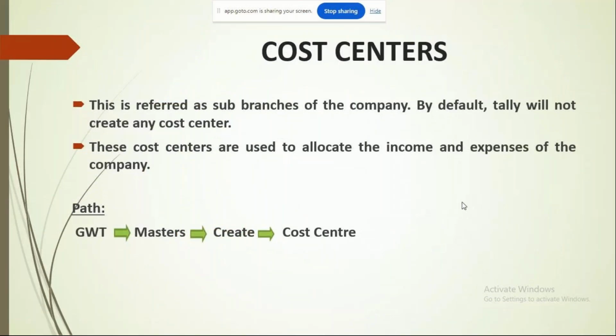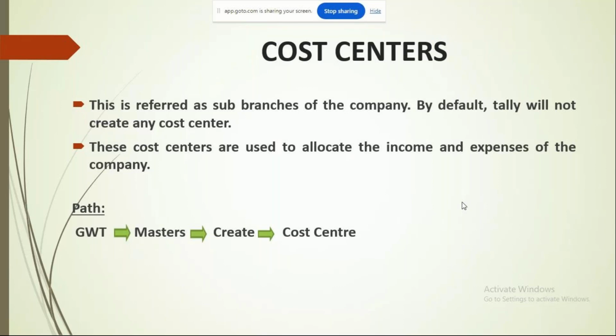By default, Tally will not create any cost center. We need to create it. And these cost centers are used to allocate the income and expenses of the company. So the main income or the main expense of the company can be sub-allocated between the branches or between the outlets of the business, right? So the same path is also applicable here.